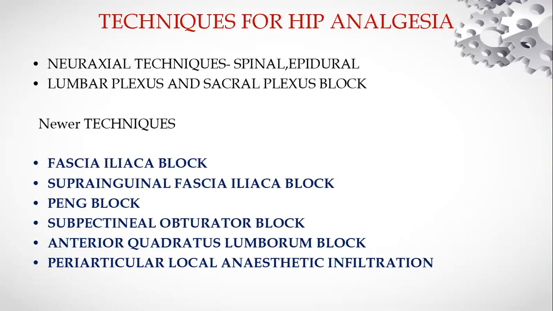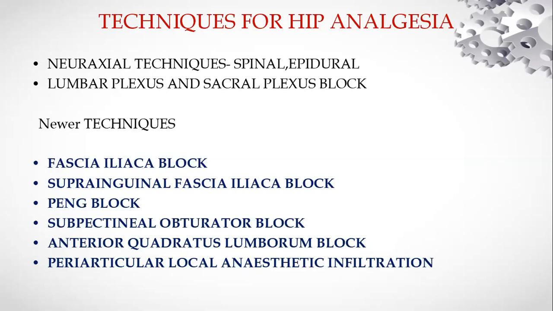As we know that the traditional techniques which are still most commonly used are neuraxial techniques, which include spinal and epidural, lumbar plexus and sacral plexus block. So more important to understand is that these techniques can be used for anesthesia as well as the post-op analgesia. So the techniques that we'll be talking about after these are mainly the techniques for hip analgesia, and they cannot be used as a sole technique for maintaining surgical anesthesia. So these were the anesthetic as well as the analgesic techniques. We could say a bit more traditional and older techniques.